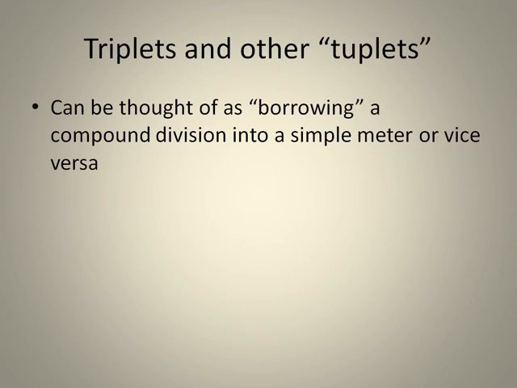Sometimes composers will switch back and forth between simple and compound divisions, but they won't change the time signature. You probably recognize these as triplets, duplets, and other tuplets. They're generally grouped together somehow, usually beamed, and indicated with a small number over the grouping.